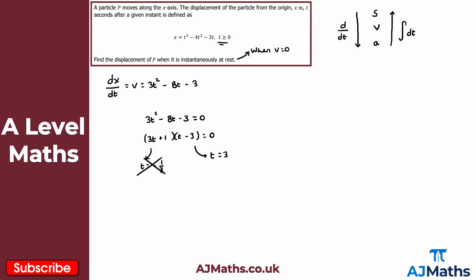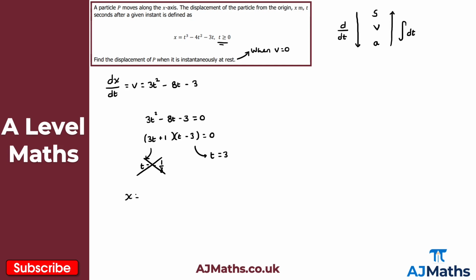So what I need to do now is take this value of t here and substitute that now into this equation here for the displacement. Because what we're actually looking for here is the displacement of P when it is instantaneously at rest. So the particle P is instantaneously at rest when t equals 3. So now we're going to substitute t equals 3 into this equation here.